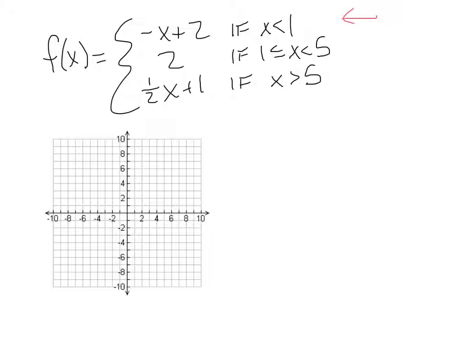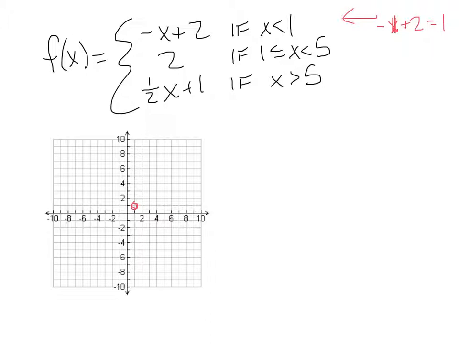You can do this a couple different ways. You can think of the line as a whole, or you can actually just plug in some values. Let's try plugging in some values for this one, and then we'll do the other one the other way. So if x is less than 1, that's true. So I'm going to plug in 1. Well, that's going to get me -x, or -1 plus 2, which is 1. So at the point 1, 1, I'm going to have an open circle.